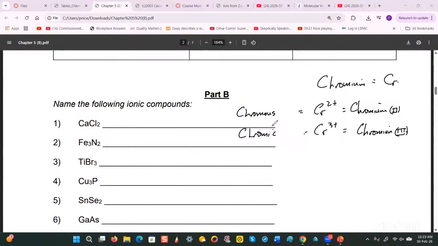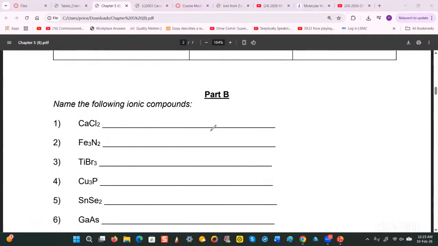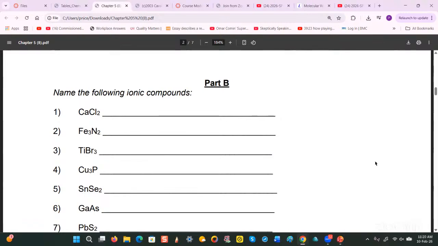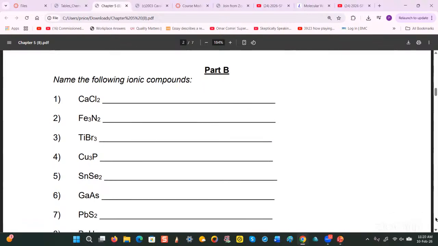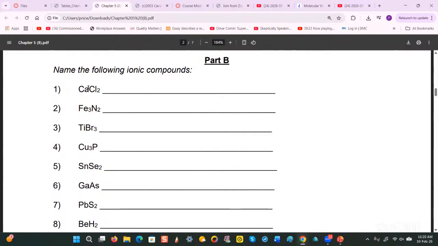Either by using the stock system, which is easier, or you can use the classical system, which is not as easy. All right. Now, let's apply that to solving the problems that we are presented with in part B. So let me clear this here, and let's move on to part B. So basically you're asked to name these compounds, right? The first one, they gave you CaCl2.